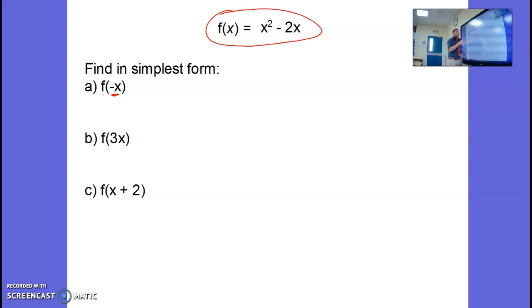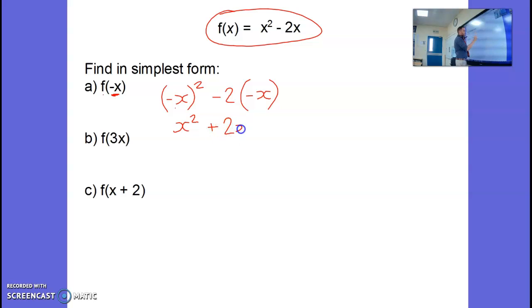So the function f is to square, then take away 2 lots of the input. So if we're putting negative x in, again, brackets around the thing I'm entering: minus x squared minus 2 lots of minus x. And we just need to simplify this. Well, minus x squared is just x squared. Minus 2 times minus x is plus 2x. And that's it. That's as simple as we can go.